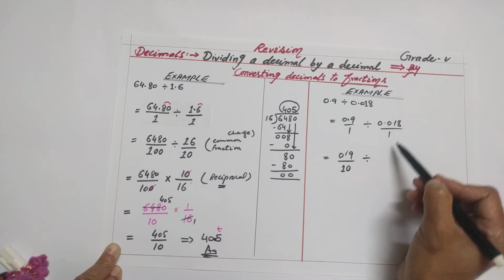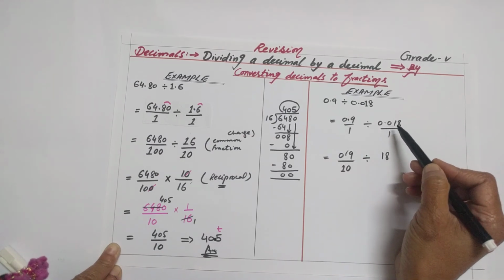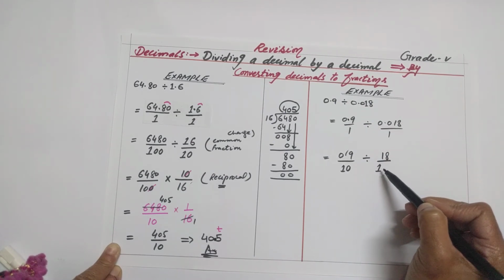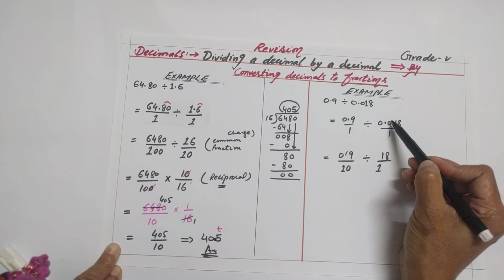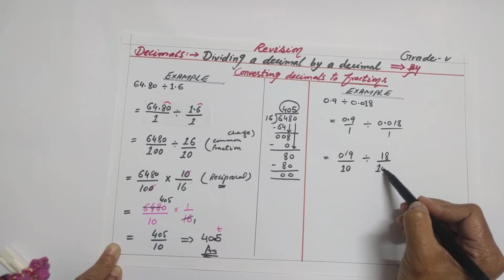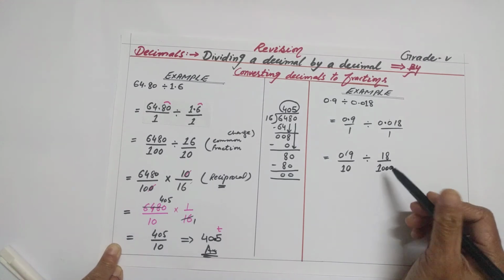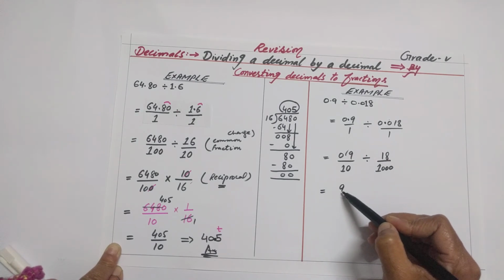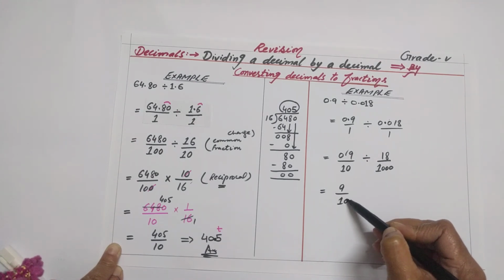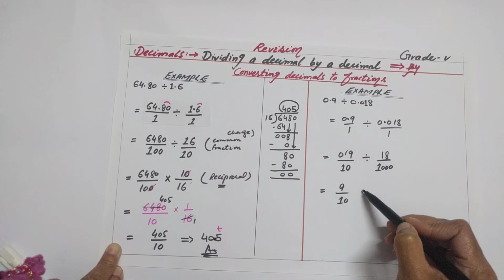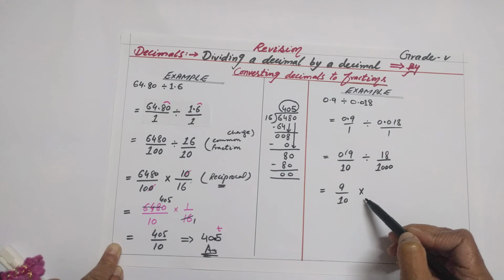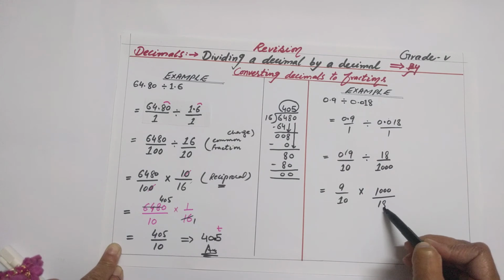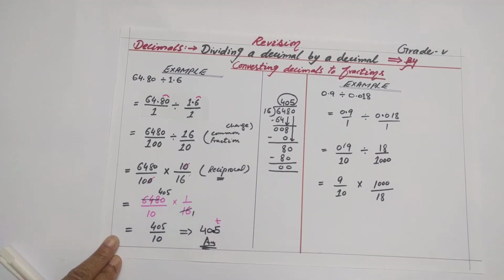Our whole is 18. Before 18, 0 has no value, so 18 by, as we are removing the decimals, in the denominator check the number of digits after the decimal. 1, 2, 3, so we will use 3 zeros. Now we will change it into the common fraction. As I told you, to convert it into common fraction we will take the reciprocal, and when we take the reciprocal, the division sign will be converted into multiplication, and the numerator will be the denominator and the denominator will be the numerator. Clear?